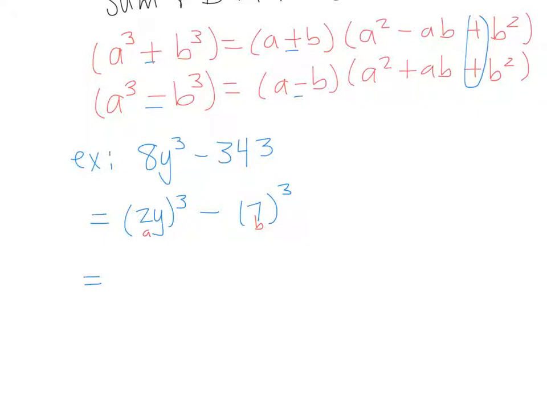So we just follow the pattern, replacing a with 2y and replacing b with 7. We have a difference here, so we're going to follow the second one. We start off with a minus b, so 2y minus 7, times a squared. Our a is 2y, so if we square that, we get 4y squared. And then we're going to have plus a times b, so plus 7 times 2y, which gives us 14y. And then plus b squared, so plus 7 squared, so plus 49.